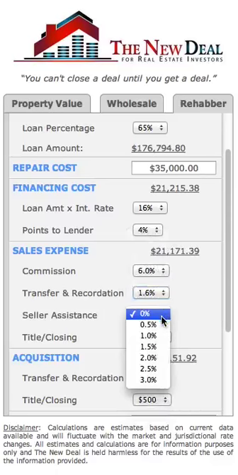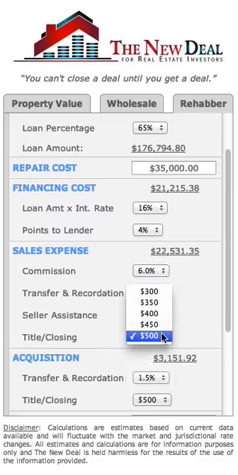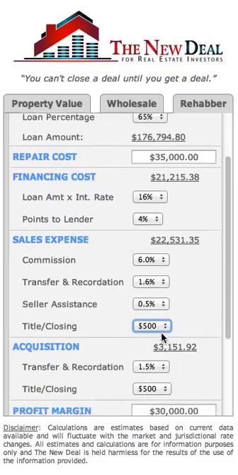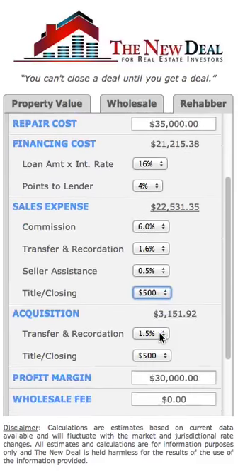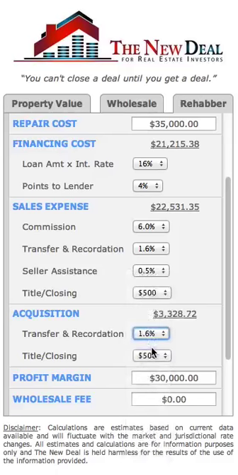And we're going to say that you're giving some minor seller assistance, because that is happening a lot in the industry right now. So let's say that your seller assistance is 0.5% of the deal. Again, you can see that this is changing your sales expense. And then title and closing is typically $500, so we're just going to keep that at $500 for the selling. Now, for the acquisition, you're also going to be paying a fee, obviously. So there, you're going to have your transfer and recordation fees. We're going to move that to 1.6%. You're paying on both sides of the transaction. And your title and closing fees, we're also going to keep at $500.